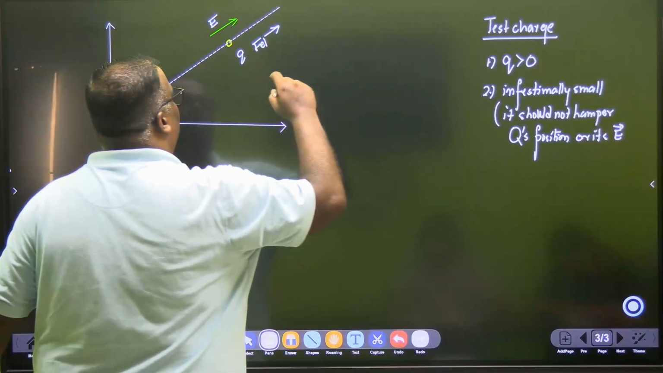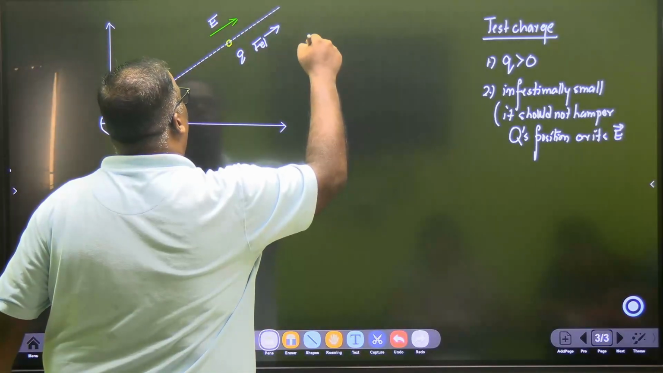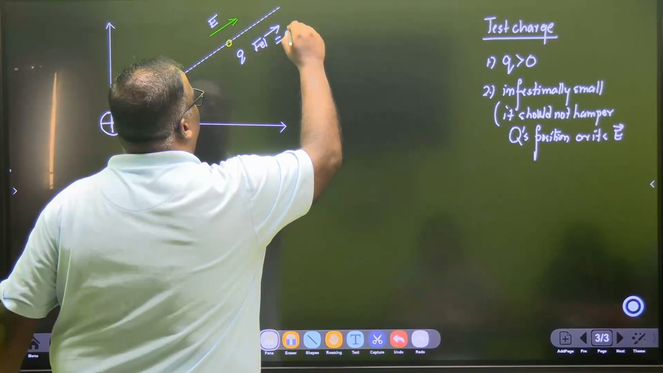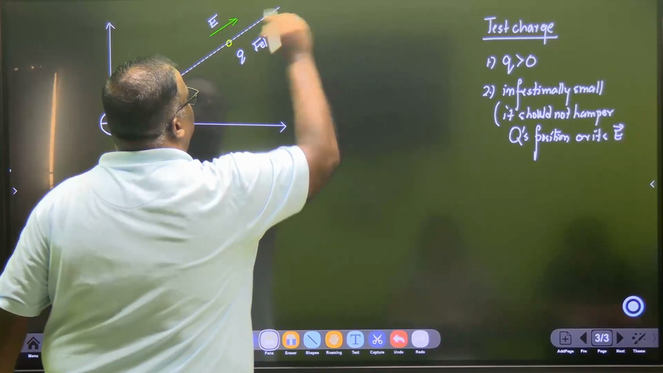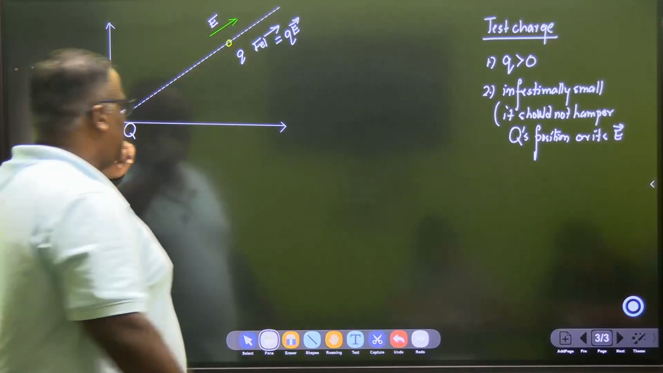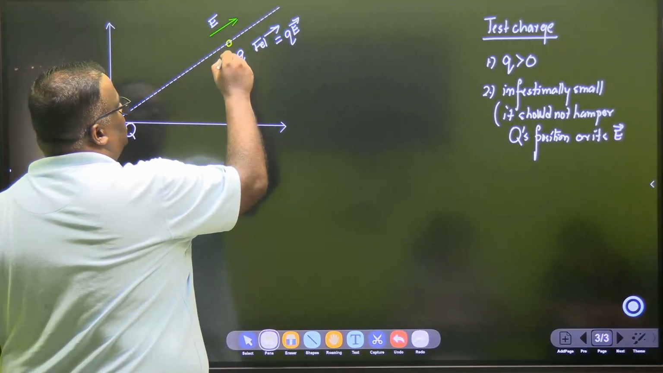And how do you define the electric field? Force upon charge, F divided by Q. So this should be nothing but, in vector form, Q multiplied by E. Is this much understood or not? It is facing in, right? And let's say we have kept this charge at a position A.